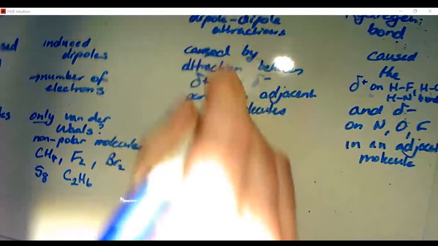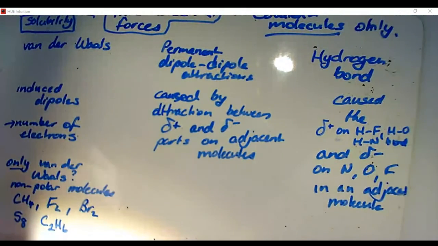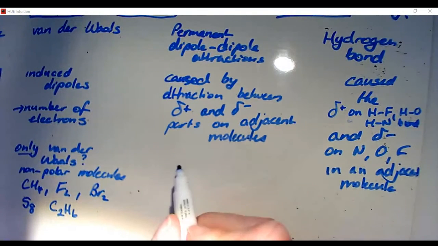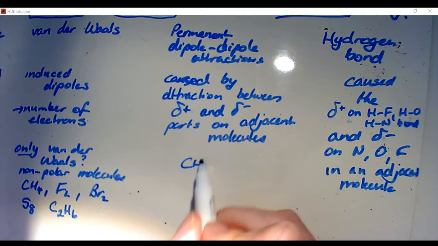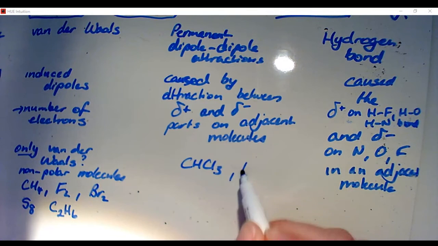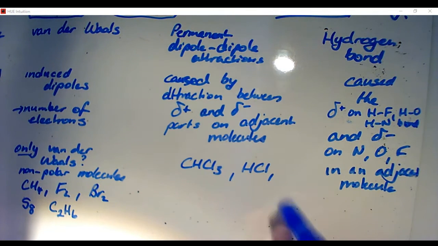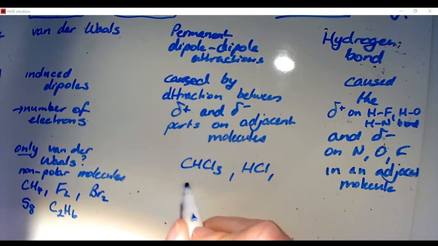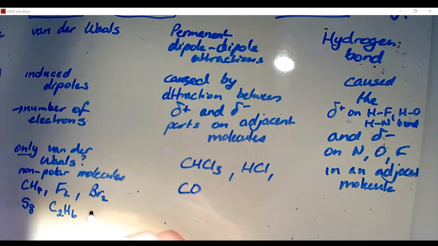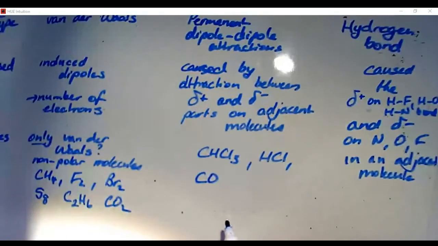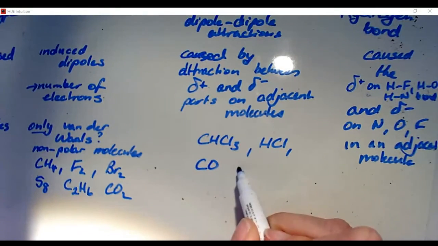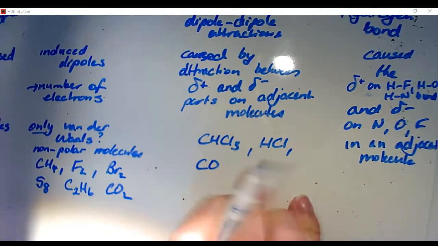What sort of substances have permanent dipole-dipole attractions? They're going to be compounds, so those with polar bonds. So for example, CHCl3, HCl, what else could you have? Carbon monoxide, not carbon dioxide, I should put that over here because it's non-polar overall. And no, not NH3, it's going to go over there.